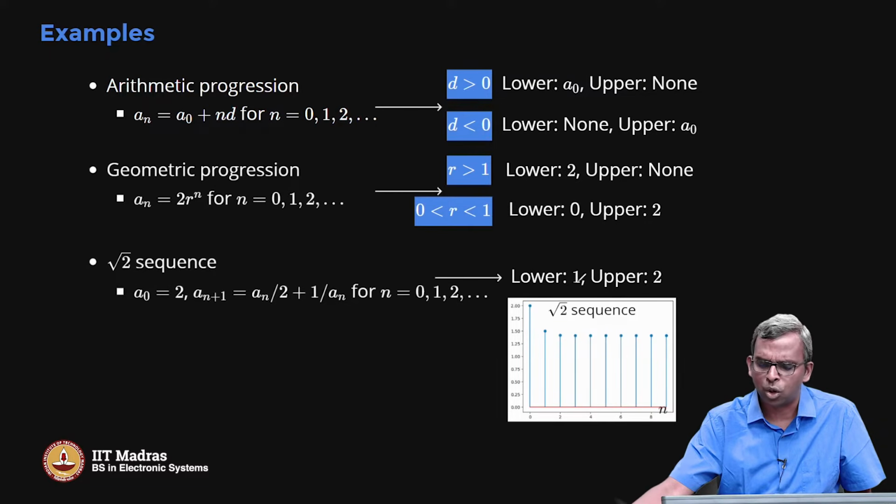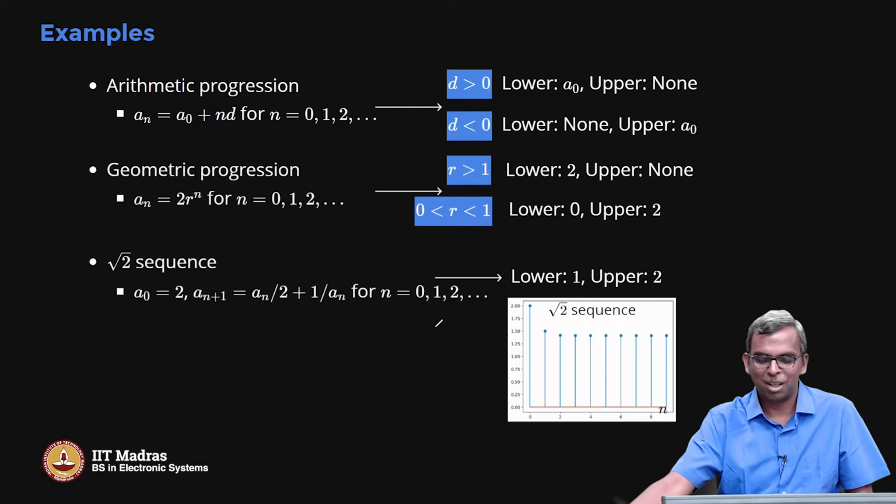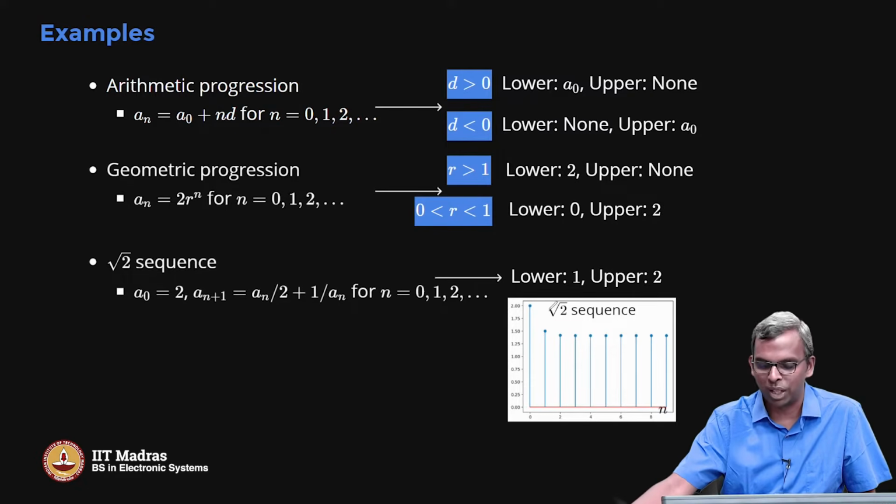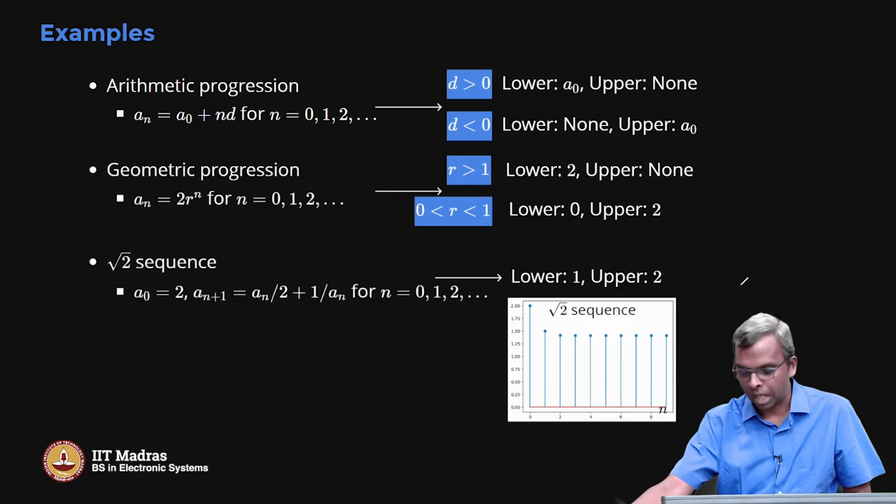In fact, you can prove stronger lower bounds than 1, and stronger upper bounds than 2. But anyway, that's a simple challenge. Can you show a lower bound of 1 and an upper bound of 2 for this sequence? Okay, try it. But at least graphically we can see it's true, right? The root 2 sequence clearly is bounded. It has both a lower bound and an upper bound.